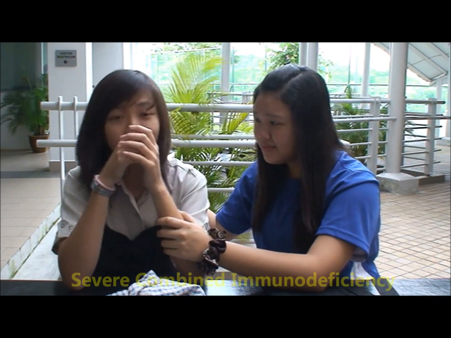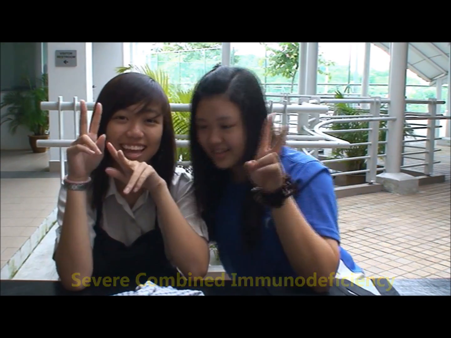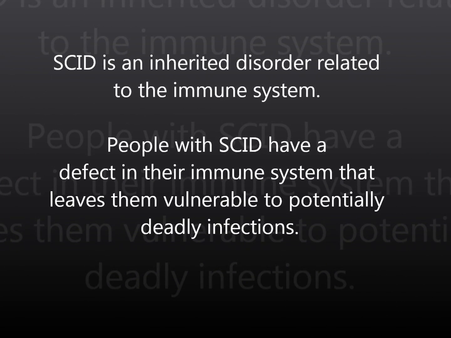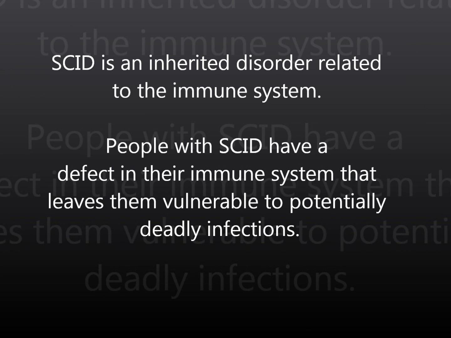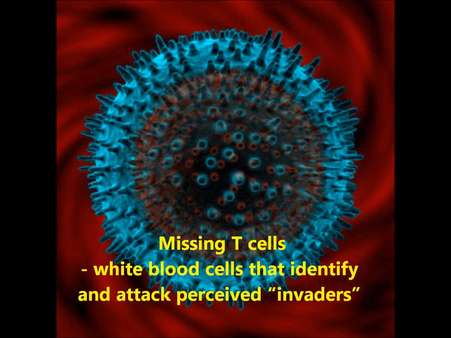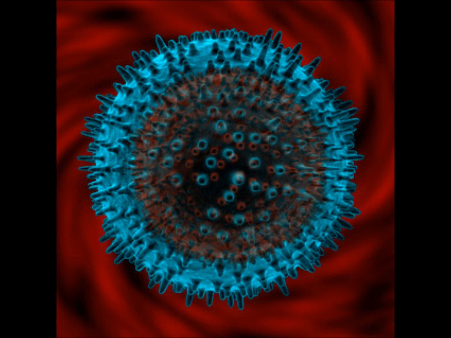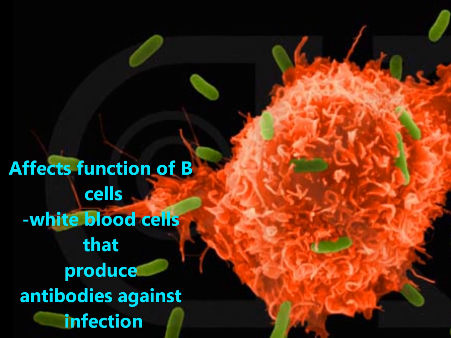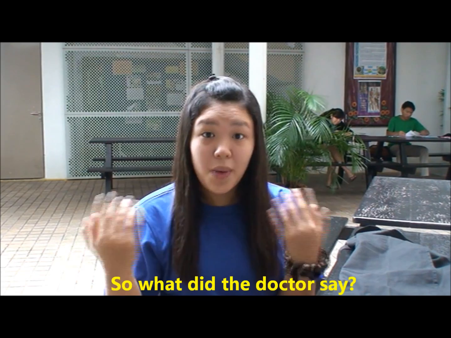She has severe combined immunodeficiency. Yeah. What is that? SCID is an inherited disorder related to the immune system. People with SCID have a defect in their immune system that leaves them vulnerable to potential deadly infections. SCID involves missing T cells, which are white blood cells that identify and attack perceived invaders. It affects the function of B cells, which are white blood cells that produce antibodies against infection. So what did the doctor say?